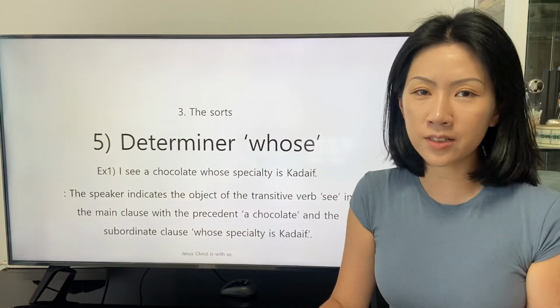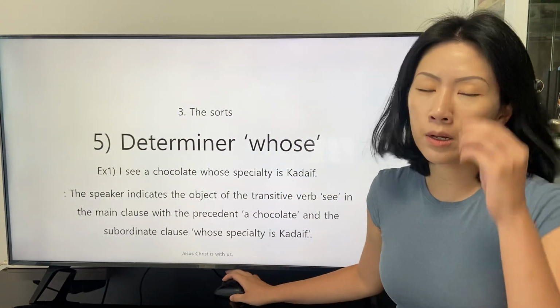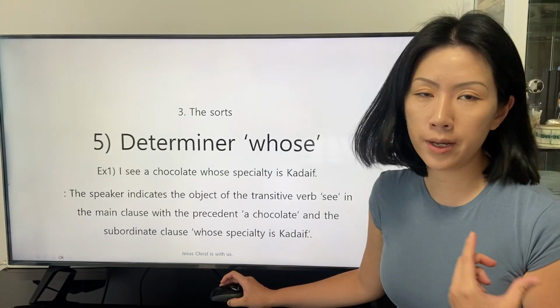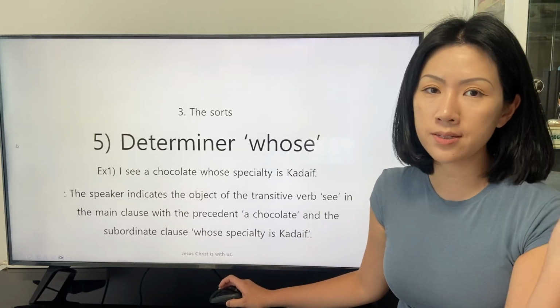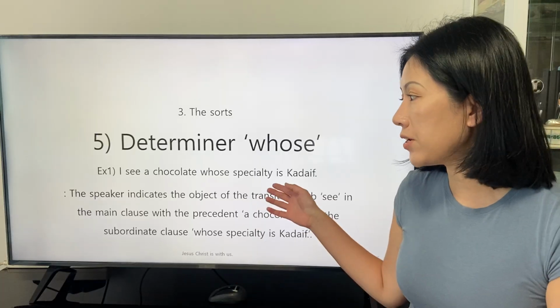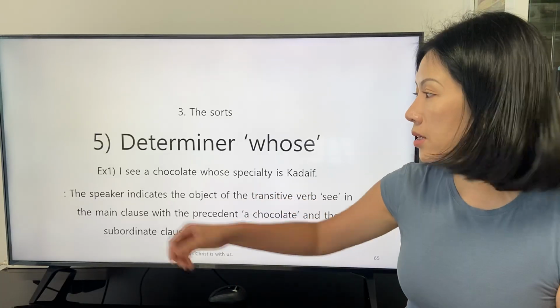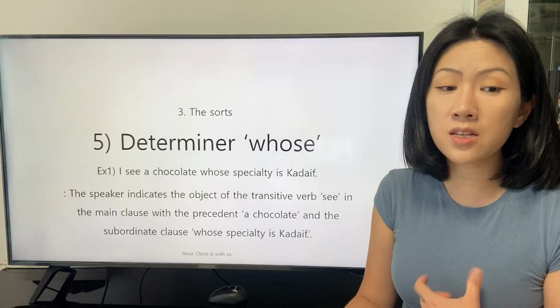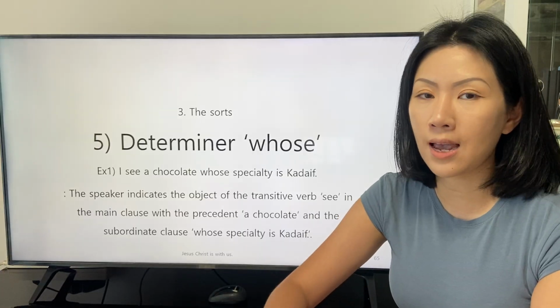Good afternoon. Let's study the determiner whose by studying three examples. The determiner whose is applied in the first example with a precedent, a chocolate. I see a chocolate whose specialty is cafe.